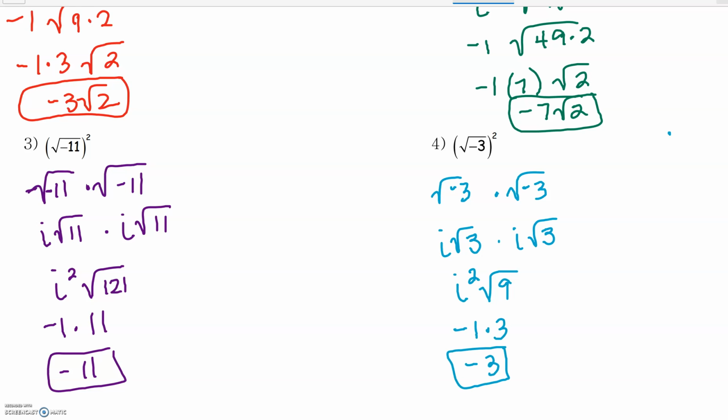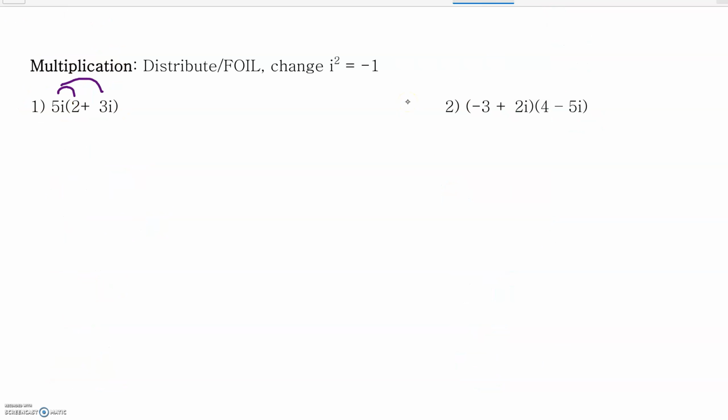And hopefully you got negative 3. So in the back here, we're going to multiply. So we're going to distribute. So we're going to get a 10i plus a 15i squared. I times i is i squared. And we're going to change that i squared because we know that i squared is negative 1. And that gives me 10i minus 15.